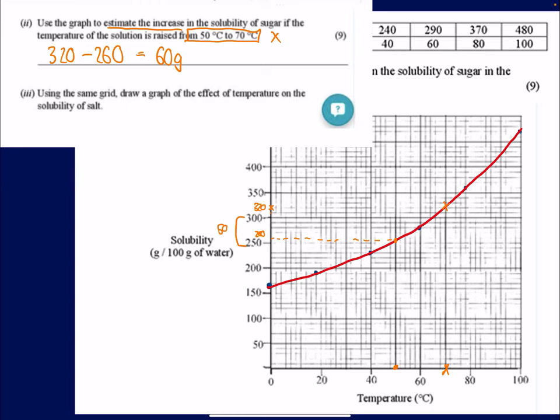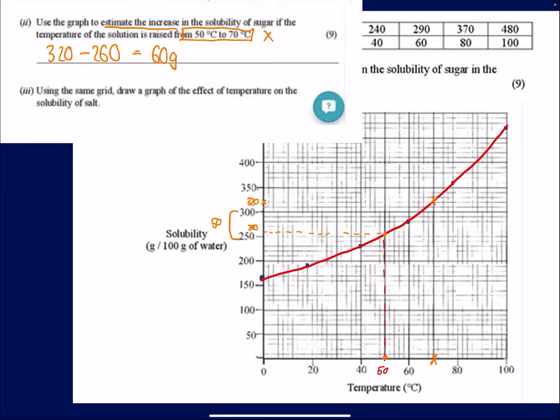It then asked, use the same grid to draw a graph of the effect of temperature on the solubility of the salt. Okay, and that is the 40 grams per 100 grams that was constant. So all it wants you to do is figure out where 40 is, which is here, and then with your ruler, not with your free hand like me, draw your line all the way across, and that was your second set of points. I hope that makes sense. If it doesn't, please, please, please get in touch, and we'll see can we problem solve for you.